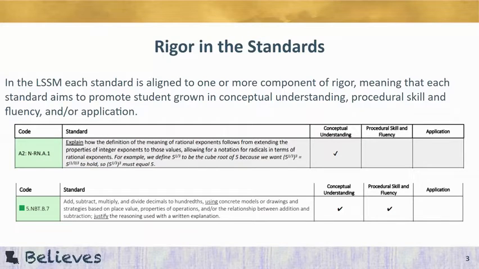Conceptual understanding standards often use terms like explain, understand, or recognize. Procedural skill and fluency standards tend to use words like fluently, find, or solve. And application standards typically have phrases like word problems or real-world problems.